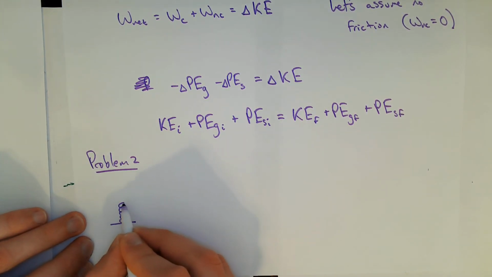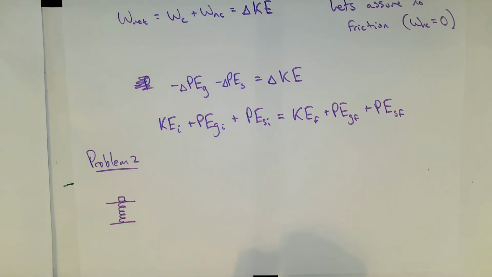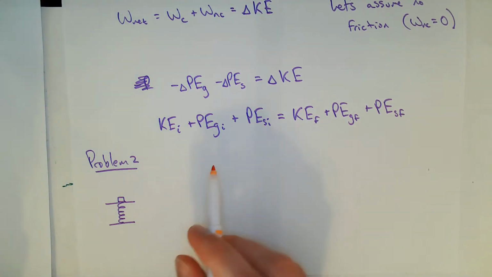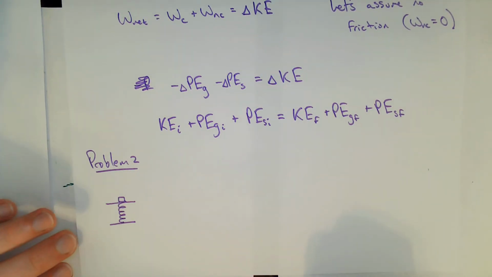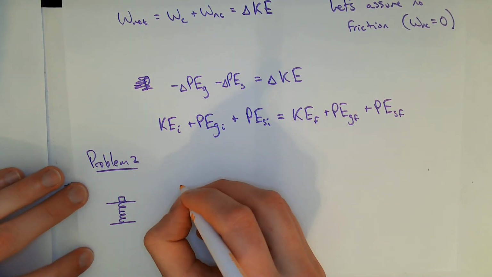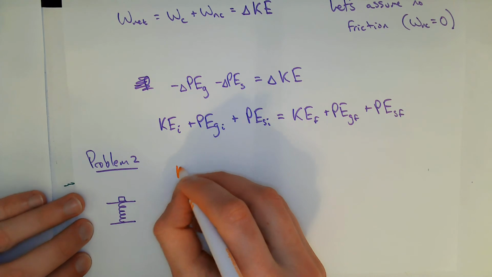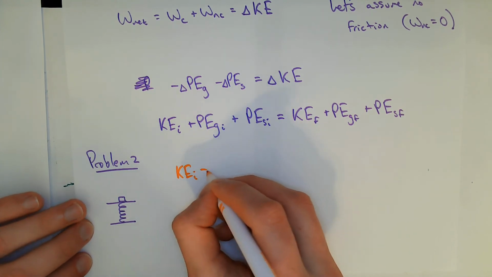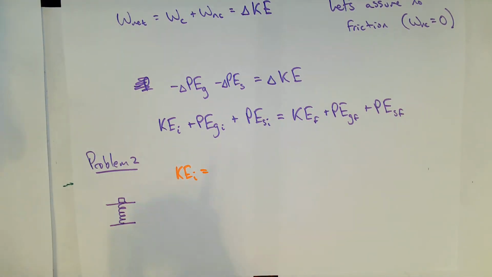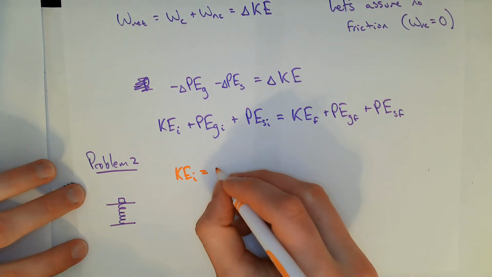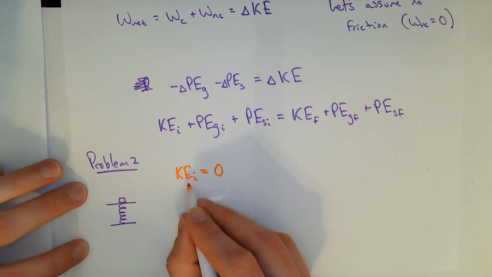So we have some spring launching an object. What I want to do is write down all 6 of these terms and see which ones are 0. Kinetic energy, initial. Well, initially it's just sitting at rest. The object is just sitting at rest, so kinetic energy is 0 initially.